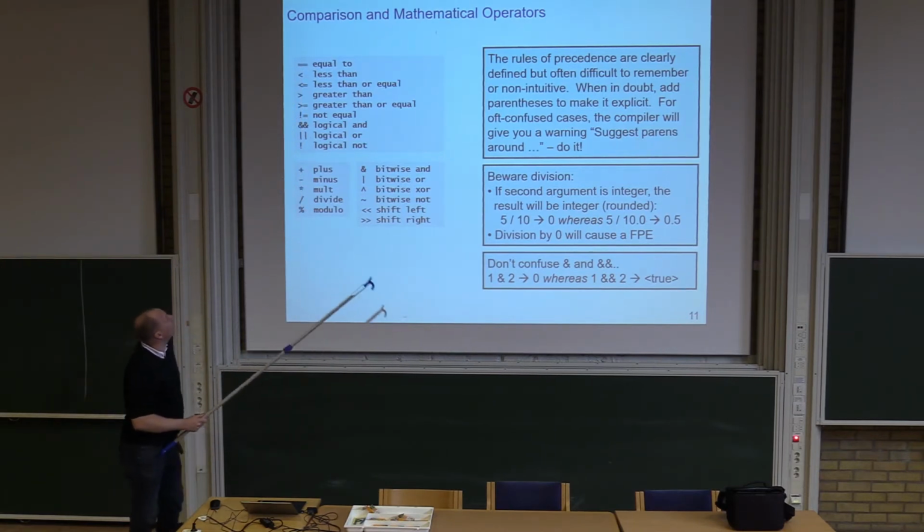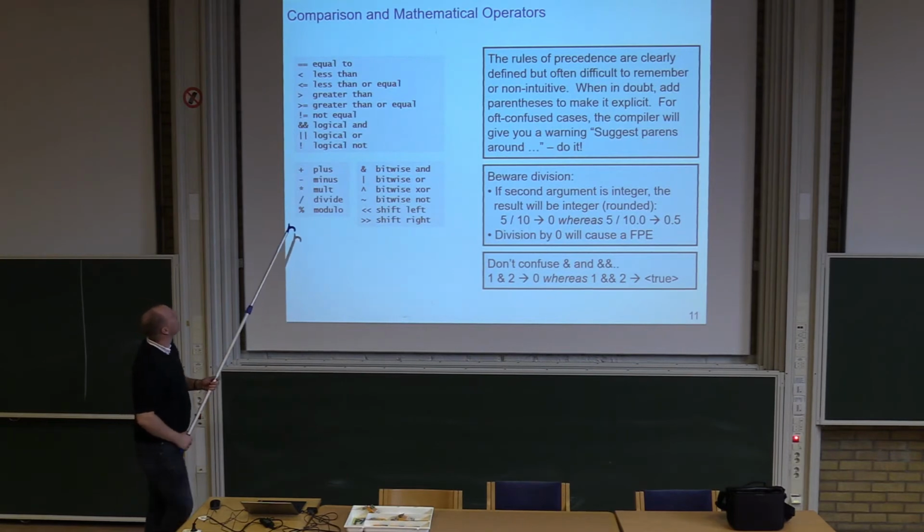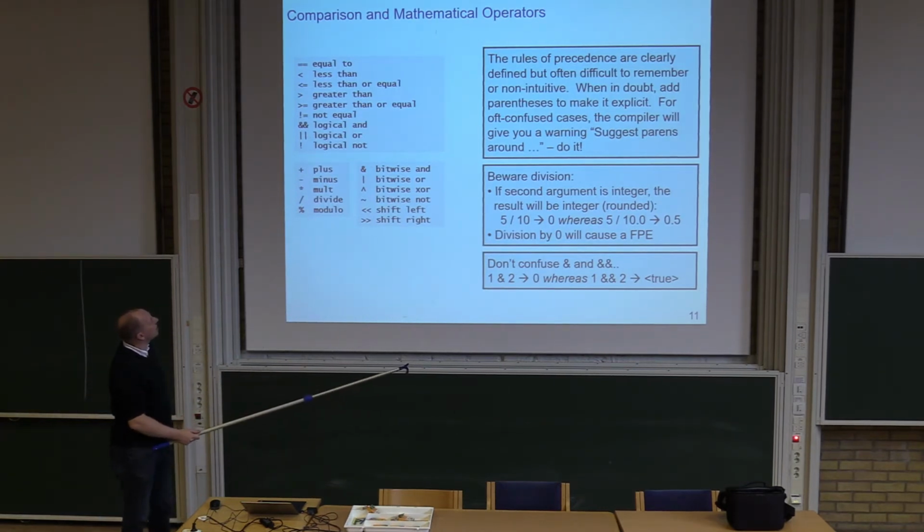Equal is denoted by double equal signs. Assignment is modeled by just one equal sign, and this is a very common problem. So be really careful: when you do assignment, use one equal sign, and if you do comparison, it should be two equal signs. And then you have less than and greater than and similar things. And is two ampersands, logical OR is two bars, and the exclamation mark is the logical not.